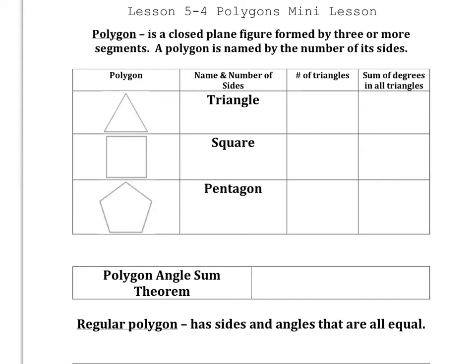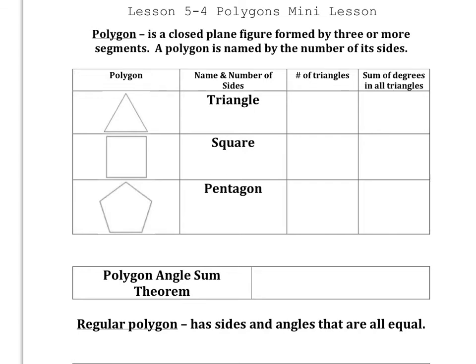Hello, today we're going to be looking at lesson 5.4, which is our polygon mini lesson. So let's start by defining what a polygon actually is. This is important in understanding the remainder of the lesson. A polygon is a closed, plane figure formed by three or more segments.